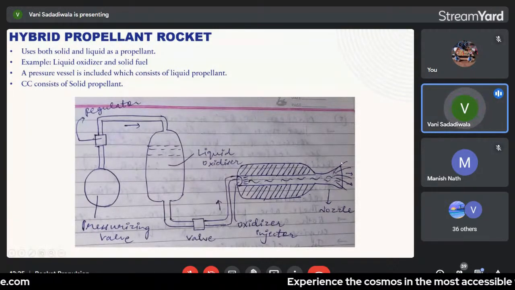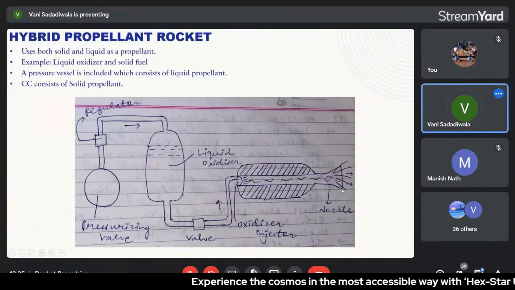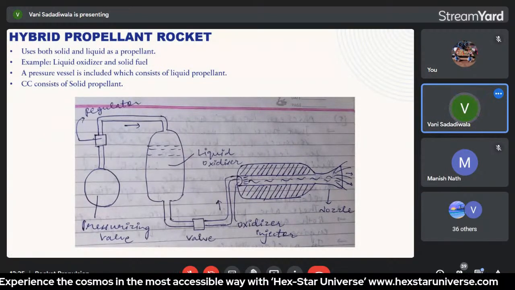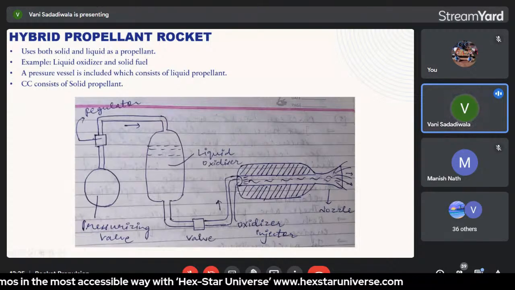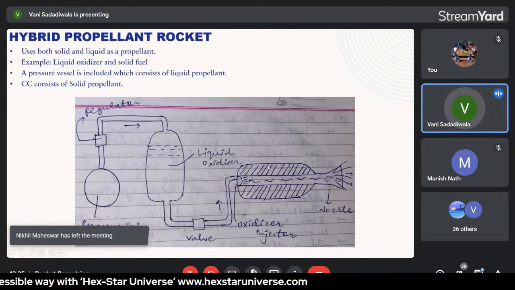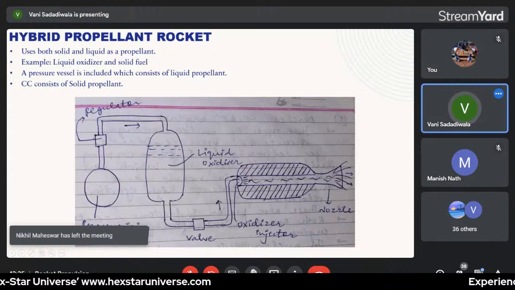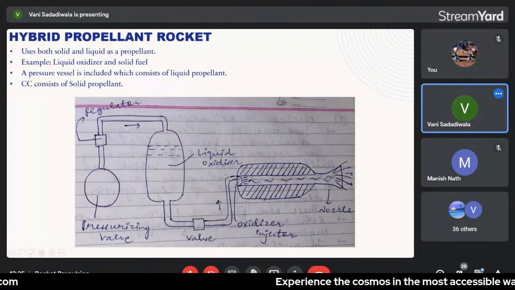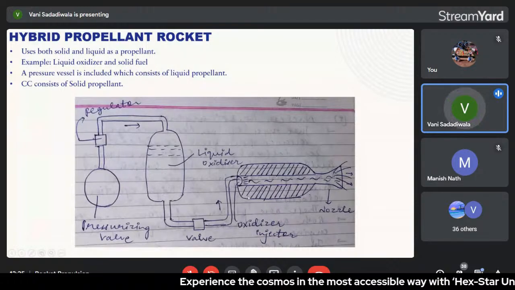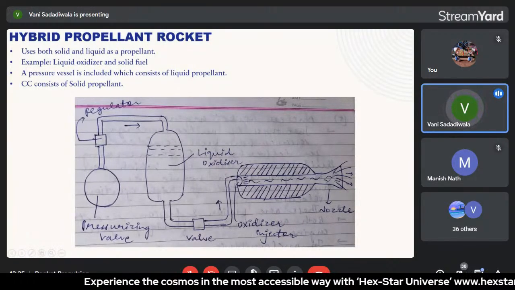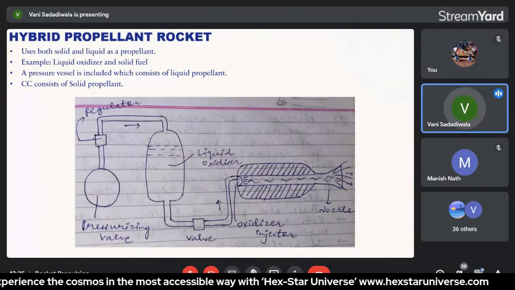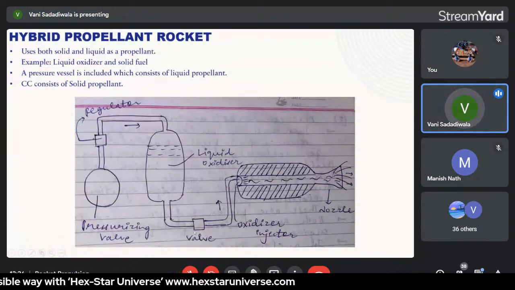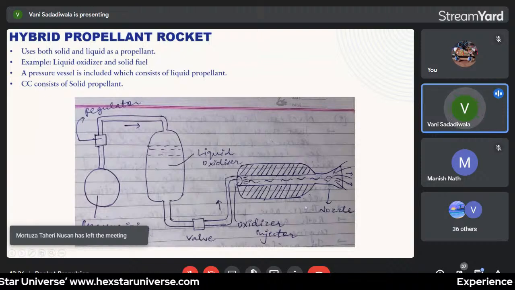And the last is the nozzle, which imparts the thrust. So this kind of rocket consists of a pressure vessel which contains a liquid propellant and the combustion chamber containing the solid propellant. And the valve is taken into consideration for isolating the liquid oxidizer and the combustion chamber. So when thrust is desired, a suitable ignition source is introduced in the combustion chamber and this valve is opened, which helps the liquid oxidizer to flow into this combustion chamber.